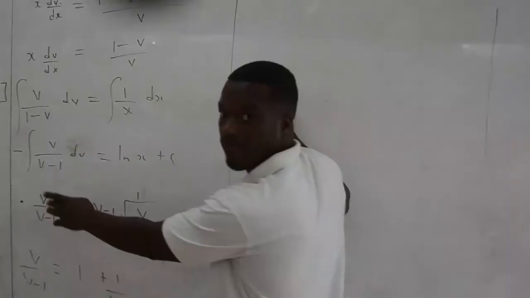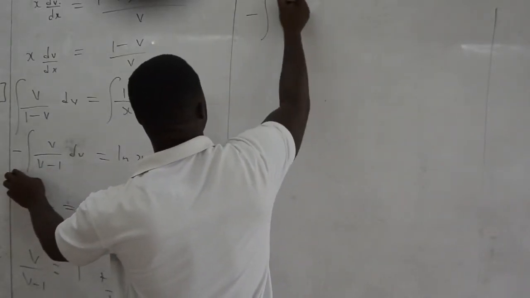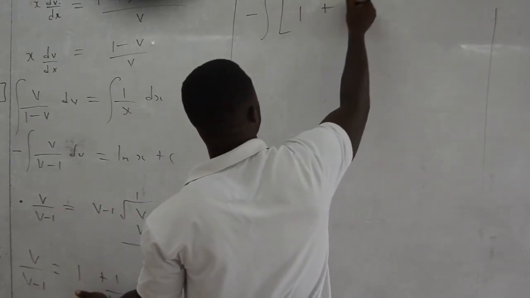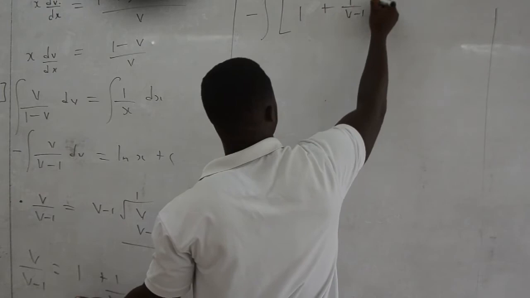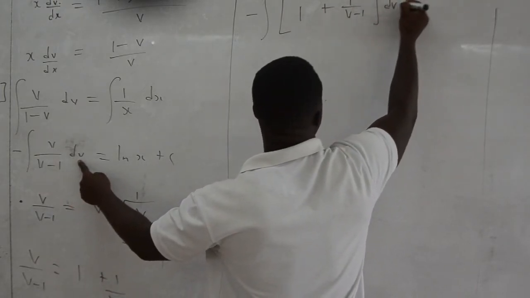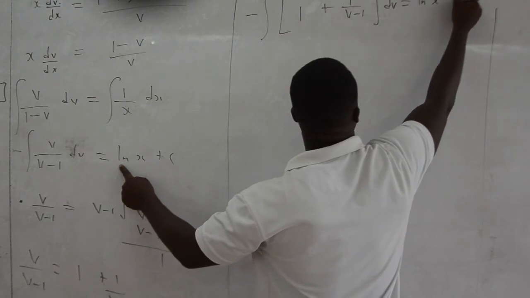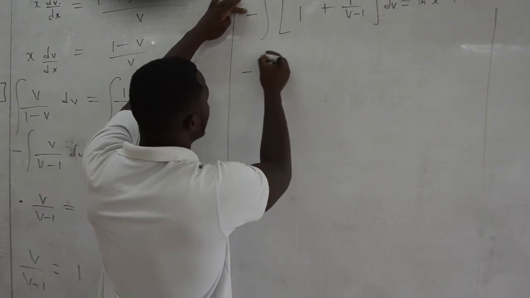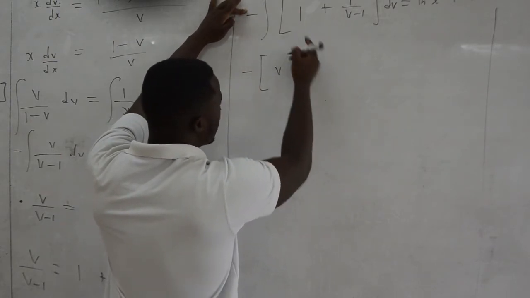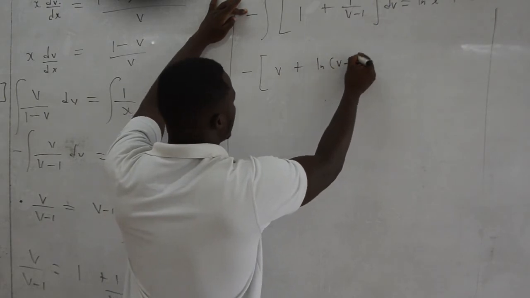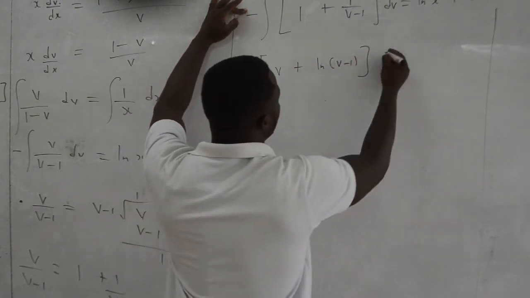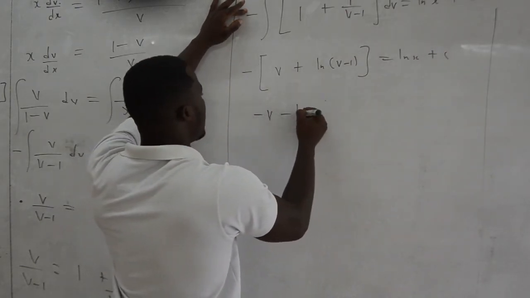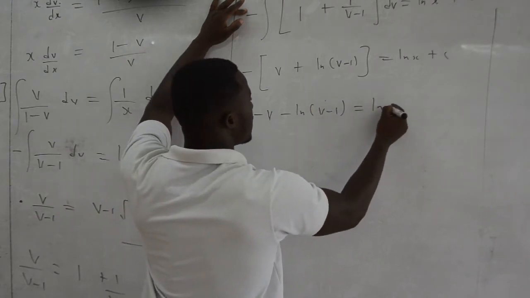So here I have negative, integral. Now v over v minus 1 I change to 1 plus 1 over v minus 1 dv is equal to ln x plus a certain constant c. So now I'll integrate this one, but don't forget there is a negative here. When I integrate 1, I'll get v, plus ln of v minus 1, all multiplied by negative, is equal to ln x plus c. Multiplied by negative, I have negative v minus ln of v minus 1 is equal to ln x plus c.